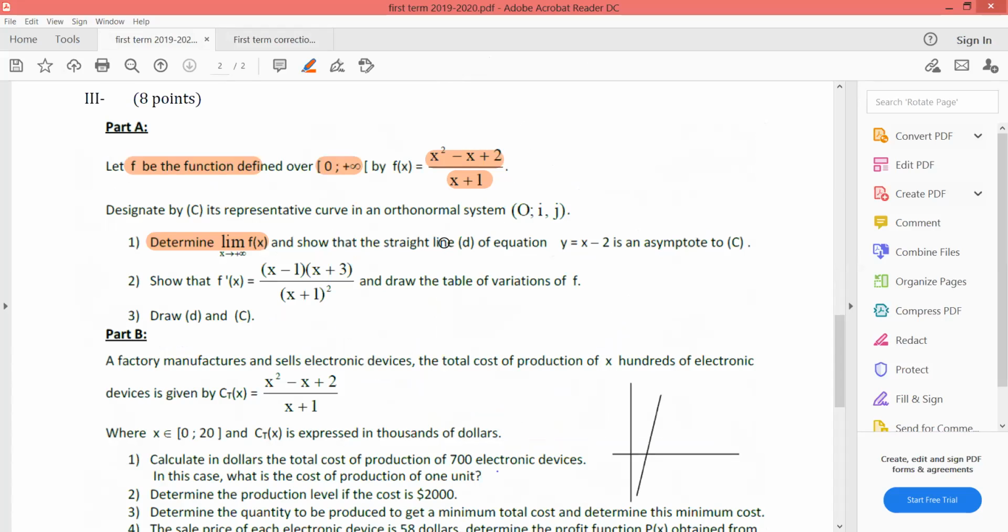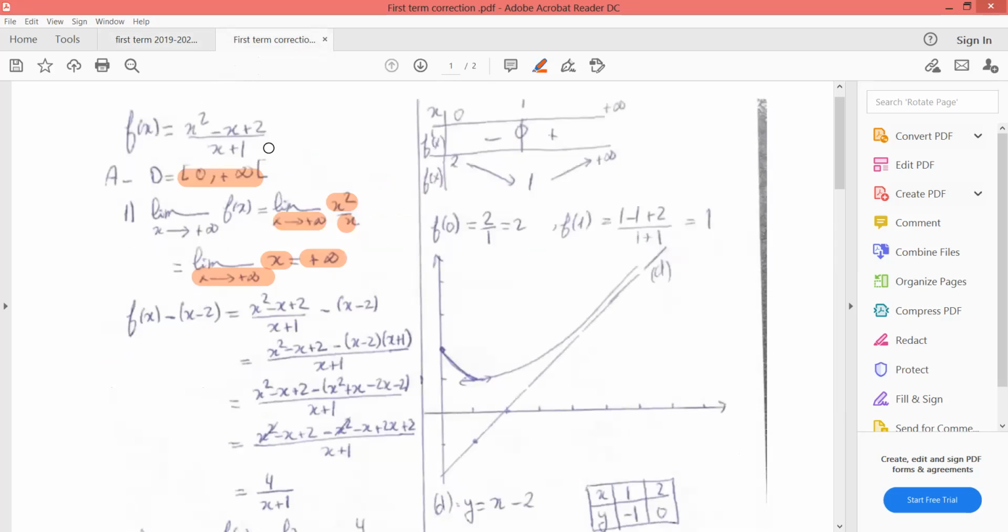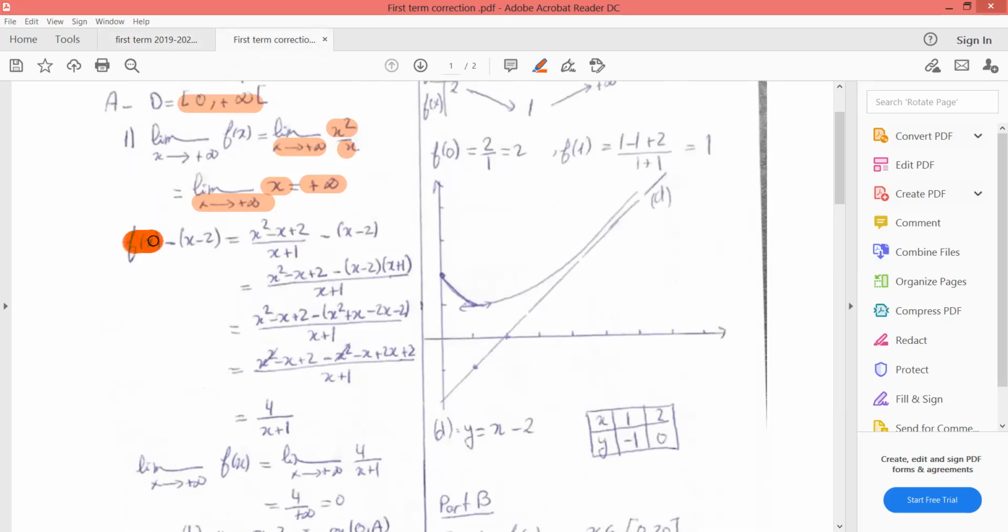How to show the line D of equation y equals x minus 2 is an asymptote to C. f(x) minus y_D, or limit. Before the limit, we solve f(x) minus y_D, then we take the limit as x tends to plus or minus infinity of f(x) minus y_D. Here you have to pay attention that there is no minus infinity in the domain. So we take only the limit as x tends to plus infinity. So f(x) minus y_D, pay attention to put it between brackets, minus (x minus 2).